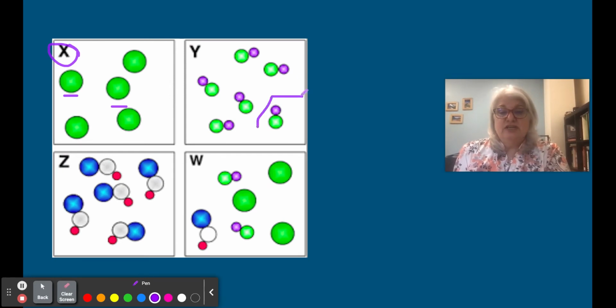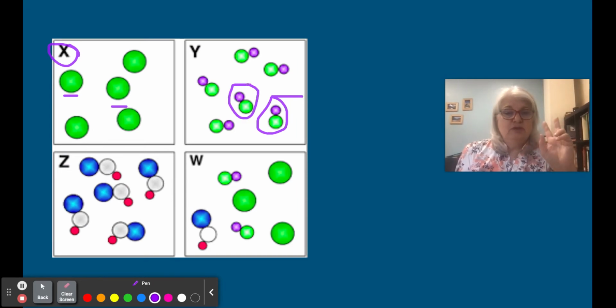It is. It's actually a compound. If you look, all of them have one green circle and one purple circle, and that is all that is in there. And so those are fixed ratios. Those are compounds. How about Z? What do you think Z is? Those are also compounds. If you notice, all of them have the same ratio, 1 blue to 1 gray to 1 red, and that's all that's there. So that would be another pure substance. Now, what about W?